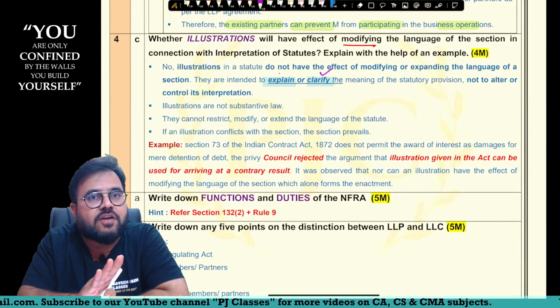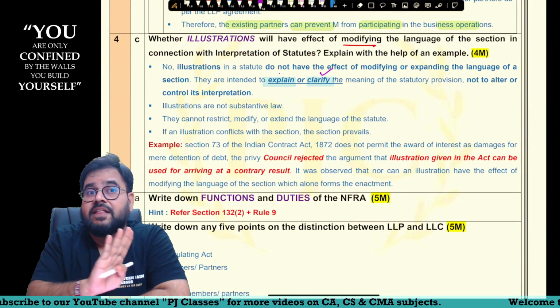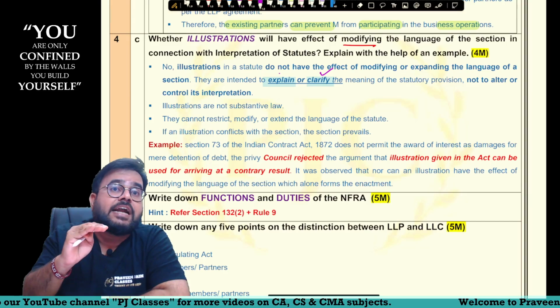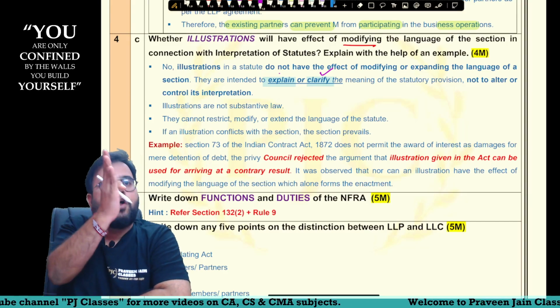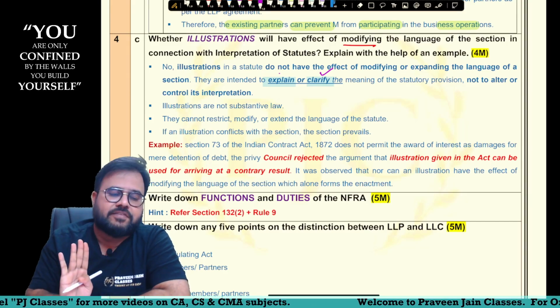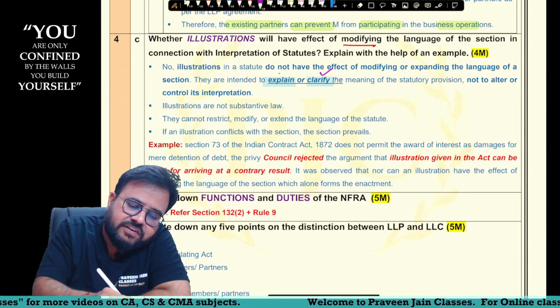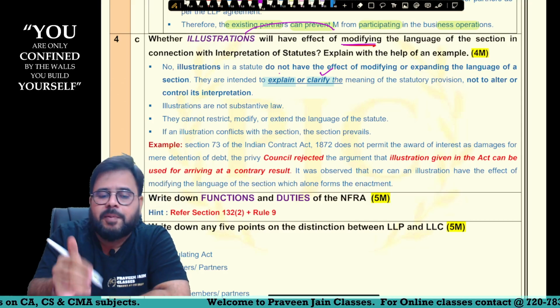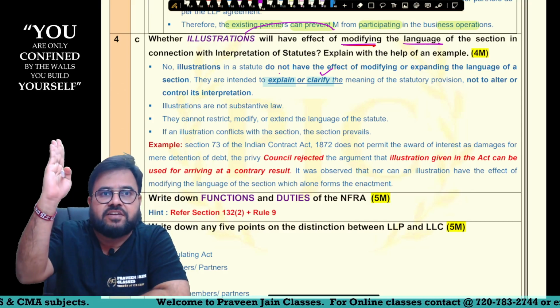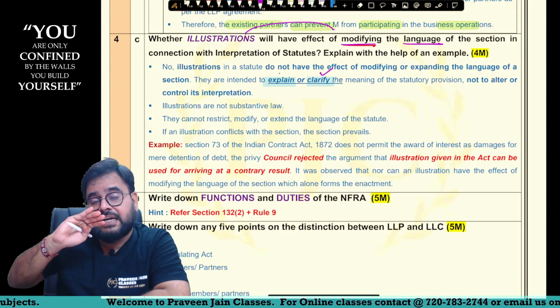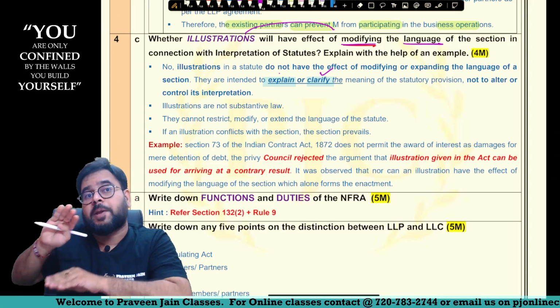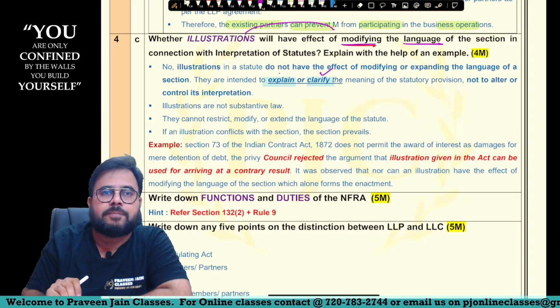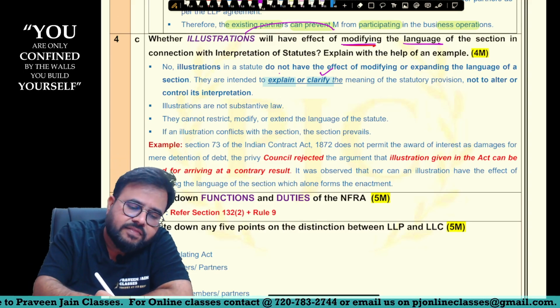Explanations are always clarificatory in nature, sir. They are not defining or describing a new law. Whatever is already written, that only we are explaining, sir. So can an illustration have the effect of modifying the language? Answer is no. What do you mean by modifying the language? Whatever provision is written, can an illustration define in such a manner which is going beyond what is written in the provision? No. So can I say that is not allowed, sir?